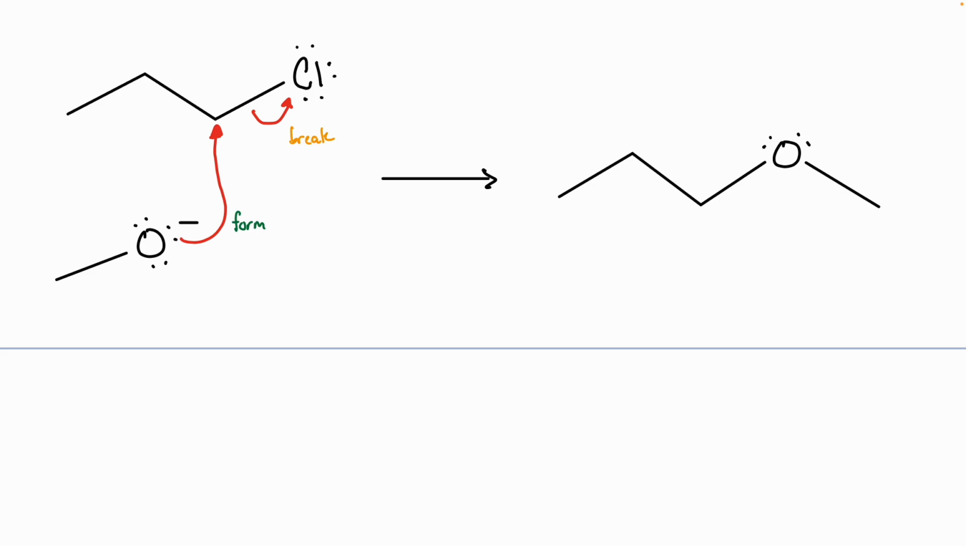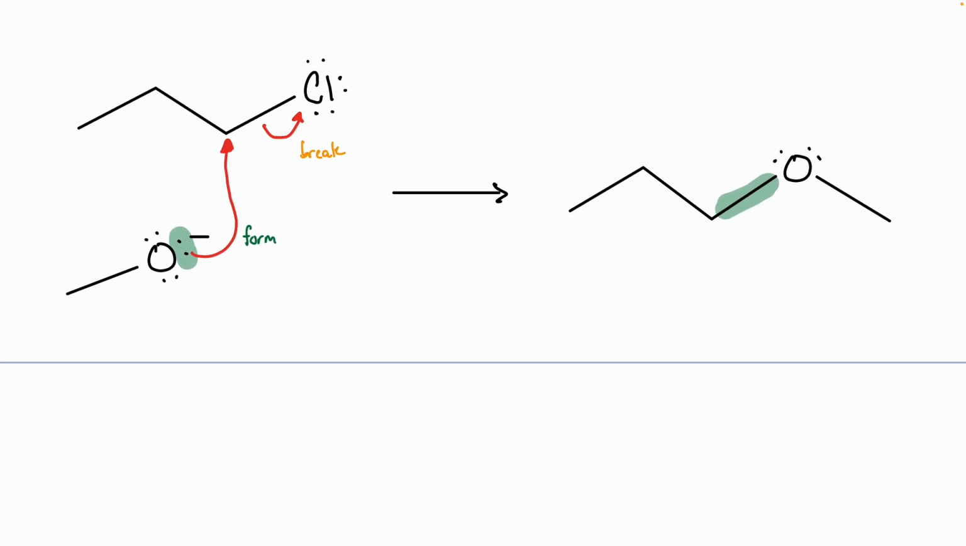Okay, my lone pair on my oxygen has now become this new carbon-oxygen covalent bond here. I still got my methyl group on the other side of that oxygen, right? I didn't lose that. And what else am I going to need to complete this step in my mechanism?